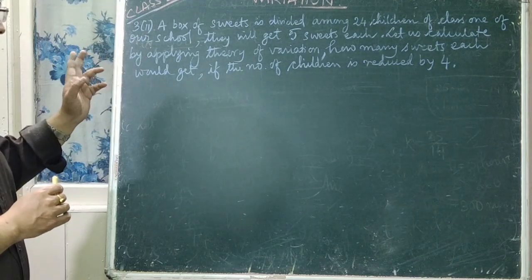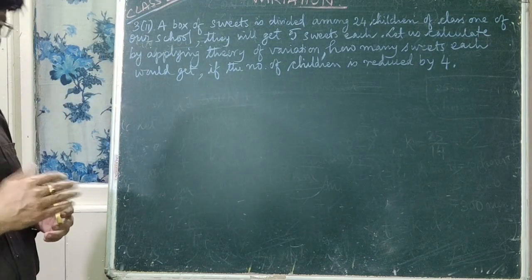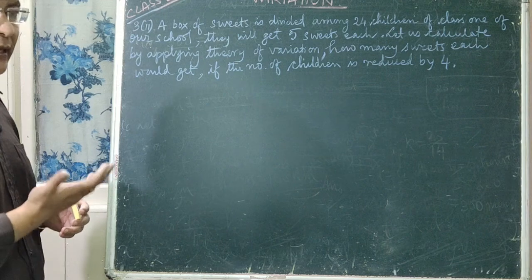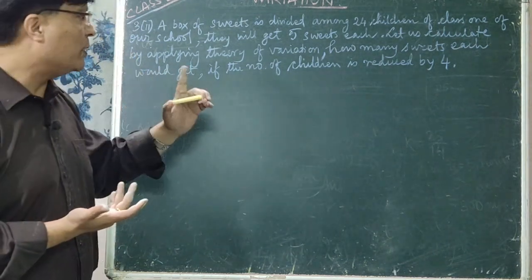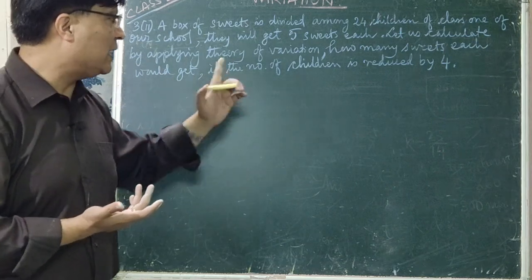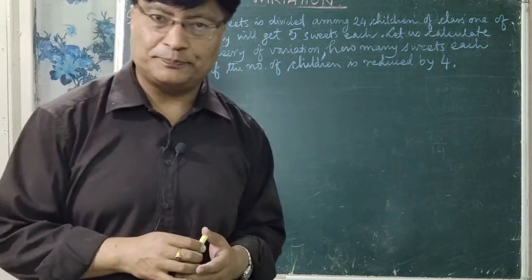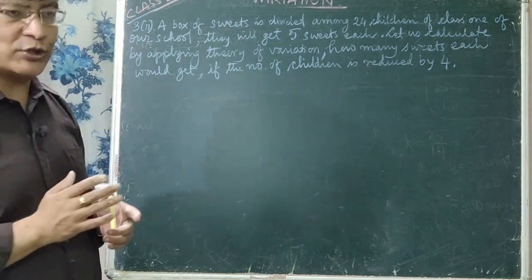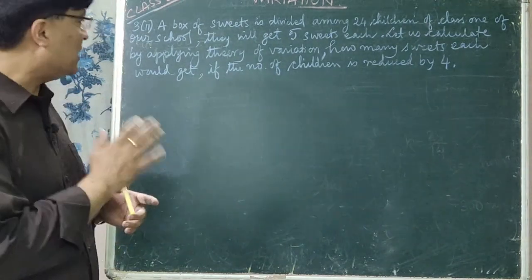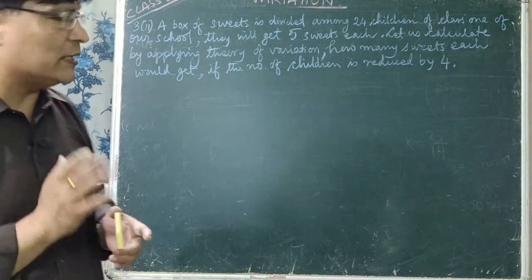Let us calculate by applying the theory of variation. We have to use the theory of variation, that is direct variation or inverse variation. Okay, how many sweets each would get if the number of children is reduced by 4? So applying the theory of variation, how many sweets each will get if the number of children is reduced by 4?